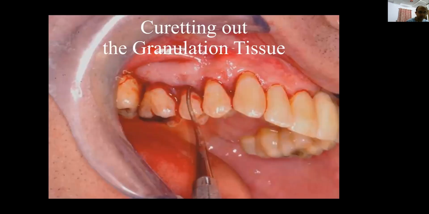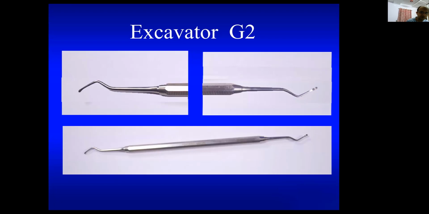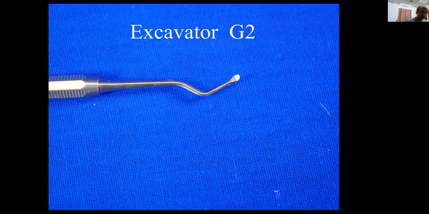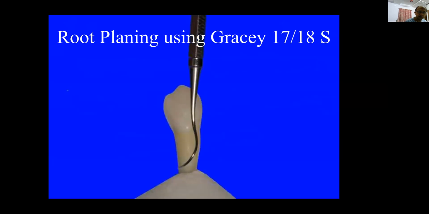Okay. So then I curette with the 17/18S. I then use an excavator to curette. Why do you need an excavator? Because you find more bits of granulation tissue. It probably gets into different places. And then ultrasonic scale, and then root plane.